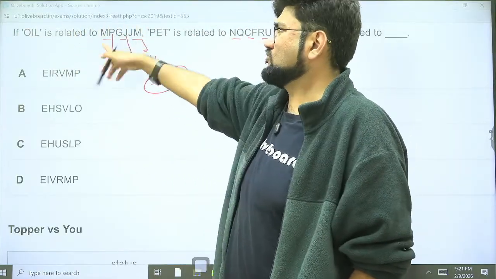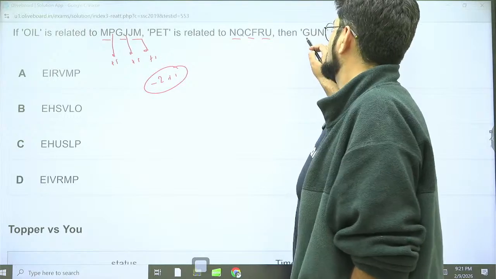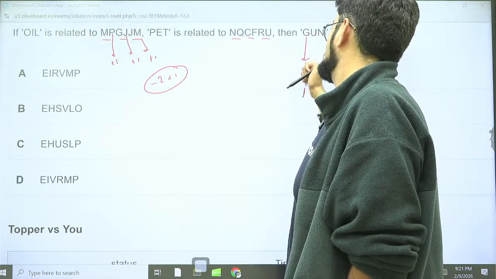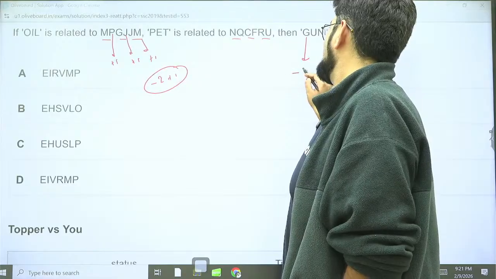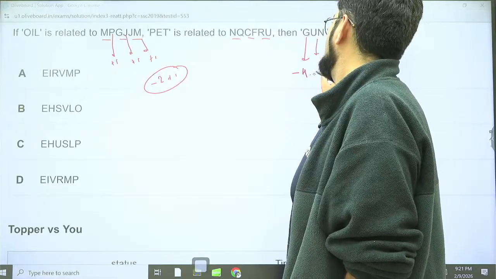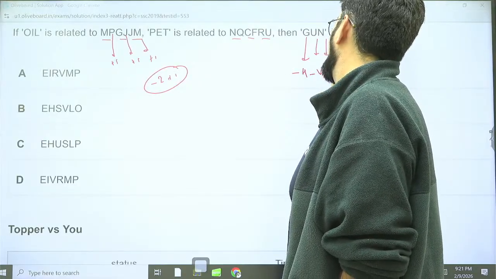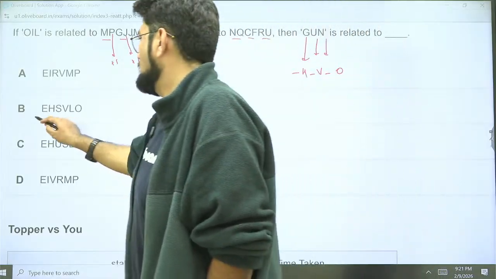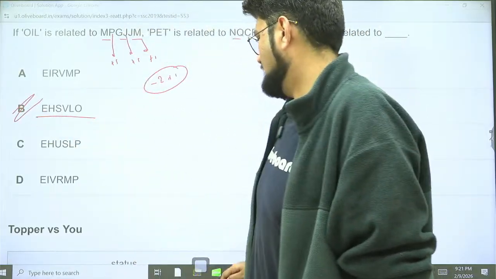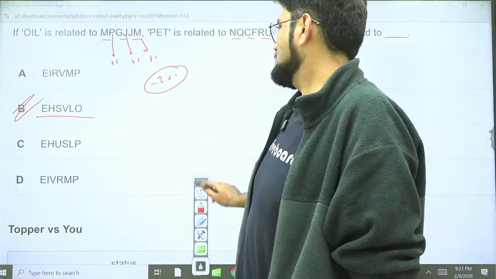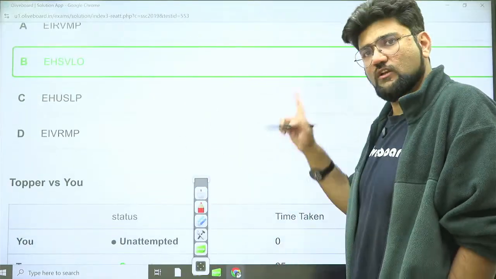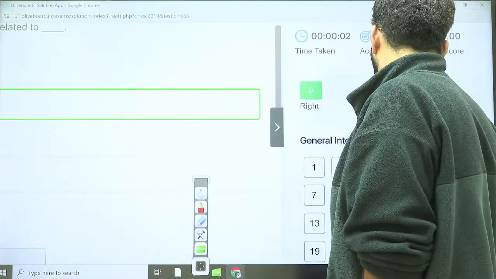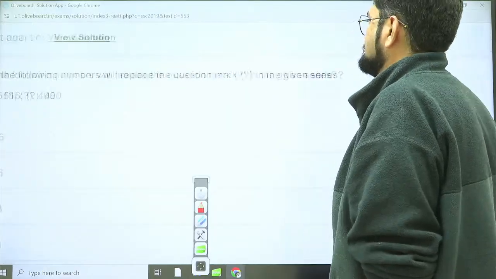Let's look at only one option, plus 1. So we will need it for GUN. GUN plus 1. G plus 1 is H, so dash H. U plus 1 is V, dash V. N plus 1 is O, so dash O. Dash H, dash V, dash O is only in option B. So option B is my correct answer. Got it? That's how you smartly handle these questions. Only look for one option and go ahead. 35 seconds. Wonderful. Excellent. Overall, this was a good mock. Easy mock.